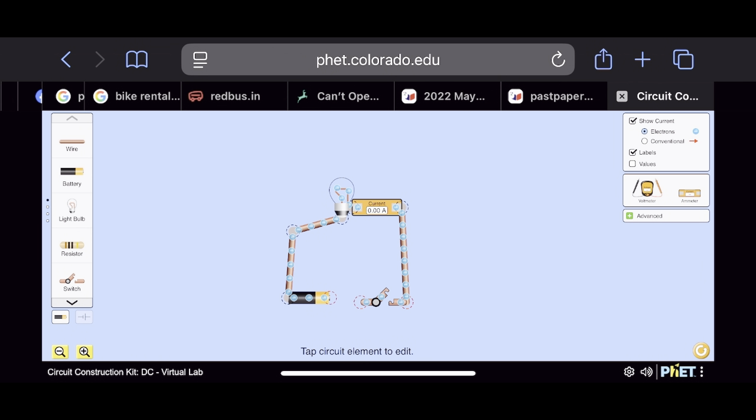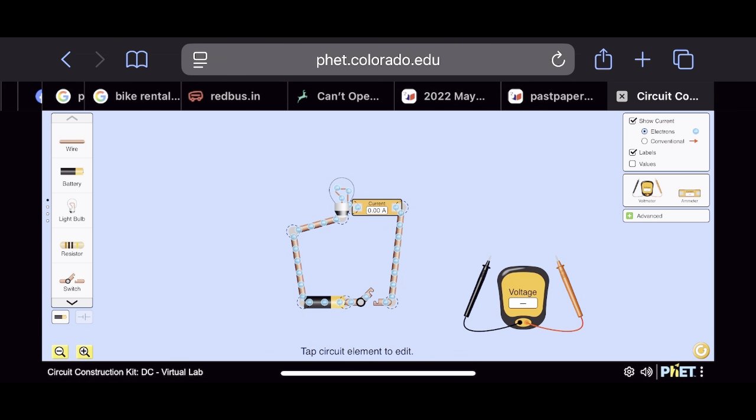Next, I'll use a small switch to open and close it. Switch, I'll connect the junction here. Next, along with this, let me also use a voltmeter. Negative to the negative terminal, positive to the positive terminal.